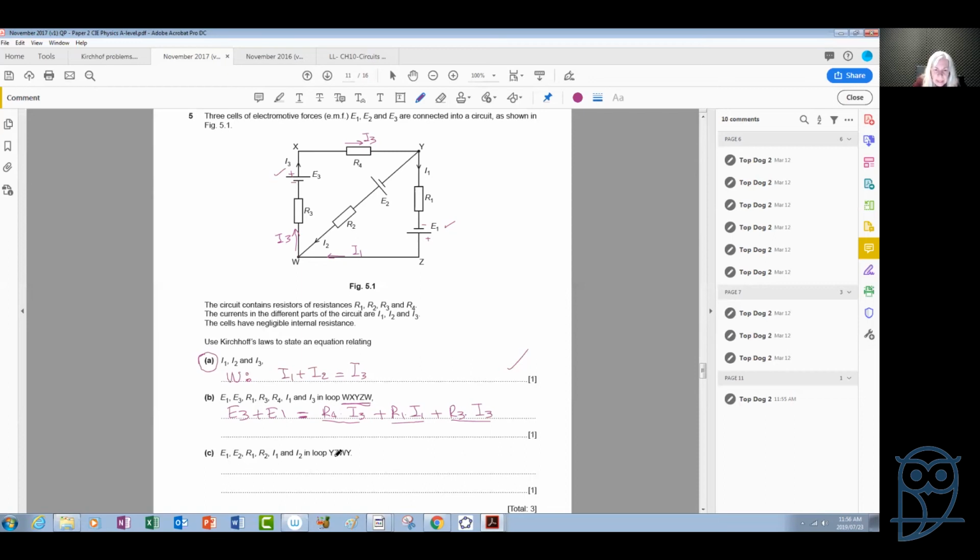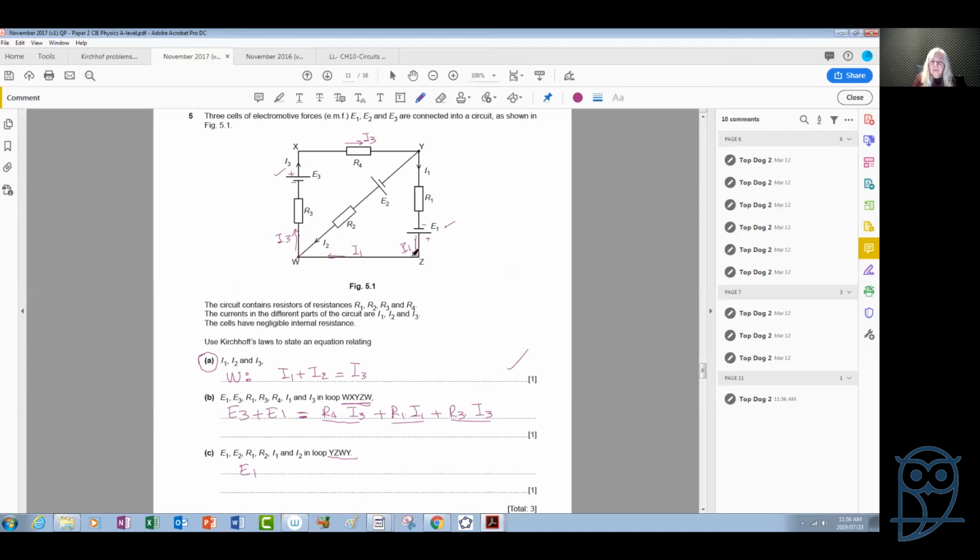Let's see what Y, Z, W, Y. Where's Y, Z, W, Y? Ah, this is the bottom right loop. All right. So this loop, we have E2 and E1 there. Let's start from the E1. Here is a current in the E1. We have to stick to the directions that we are given. So this is current I1. All right. So let's start from here. E1, let's write E1, which is the first one.